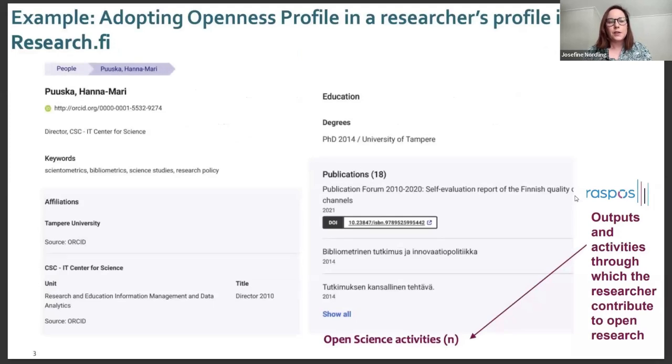So this is another mock-up of the researcher profile that might give you an indication of what it looks like and where the open science activities would be positioned. So next slide, please.